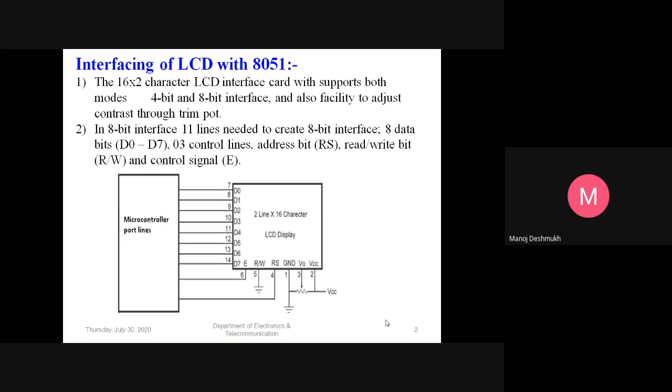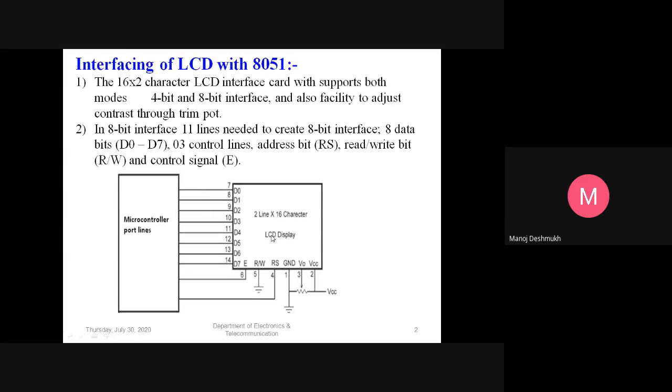So if you look at the connection diagram of an 8051 microcontroller interfaced with an LCD, that is a 16 by 2 LCD, 2 lines means 2 rows and 16 characters in each row. In this diagram, if we go pin-wise, the first pin is connected to ground, the second pin is connected to VCC. We are discussing the LCD. So the first pin is ground, the second is VCC, and the third pin is related to the contrast adjustment.